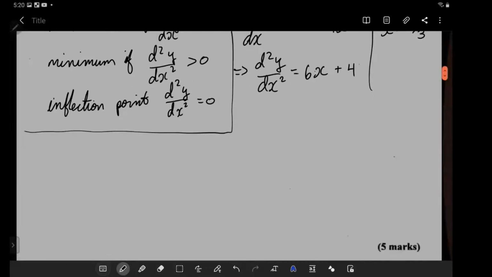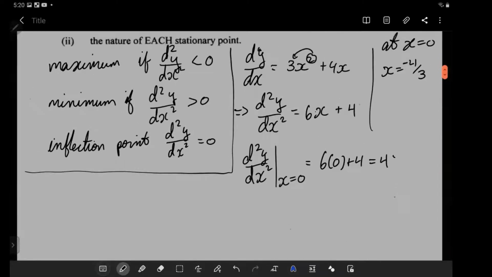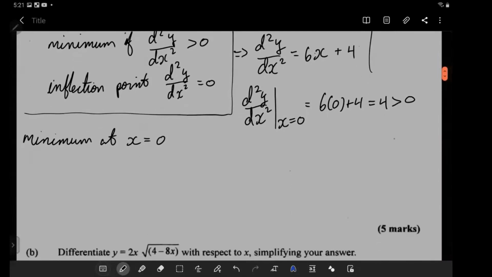All right, so let's evaluate it at the first point. So d2y dx squared evaluated at x equals 0. That would be 6 times 0 plus 4, which is equal to 4. And what we need to note is that that is bigger than 0. So that we can write that right away. Minimum at x equal 0.